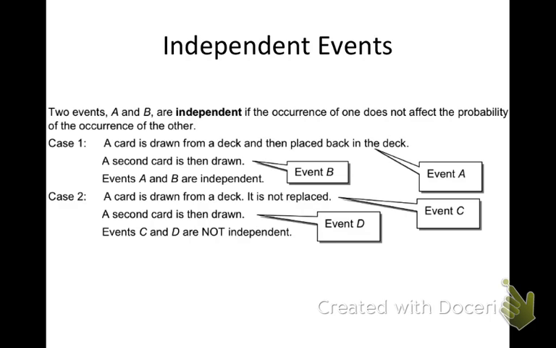Whereas case 2 here, a card is drawn from a deck, it is not replaced. So if I draw a card from the deck and do not replace it, does my deck change? Yeah, that is not an example of independent events. That would be an example of dependent events, which we'll talk about here in a little bit, actually. Okay, so again, notice the difference. Independent, they stand alone. They're each unique in themselves. Dependent, the second one is dependent on the first one.